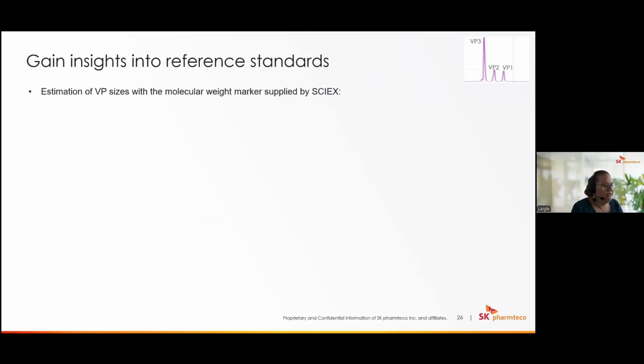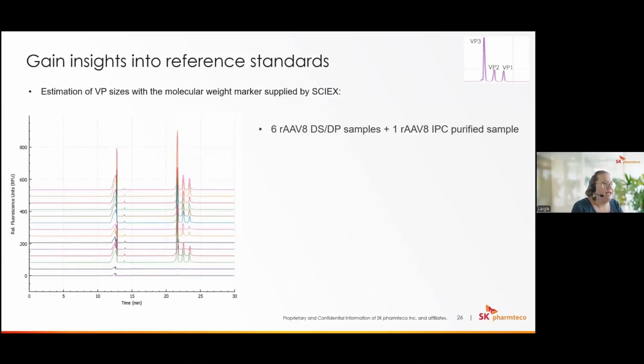Okay, so until now, I've told you that we managed to obtain the CE-SDS-LIF method to get a good visualization of the peaks corresponding to the 3 VP proteins. What I haven't talked about is the estimation of the size of these proteins. Here we have 6 RAAV8 DS or DP samples and 1 IPC sample after purification in duplicates.